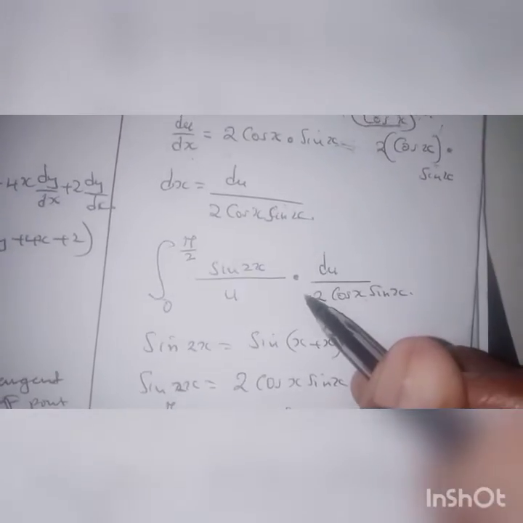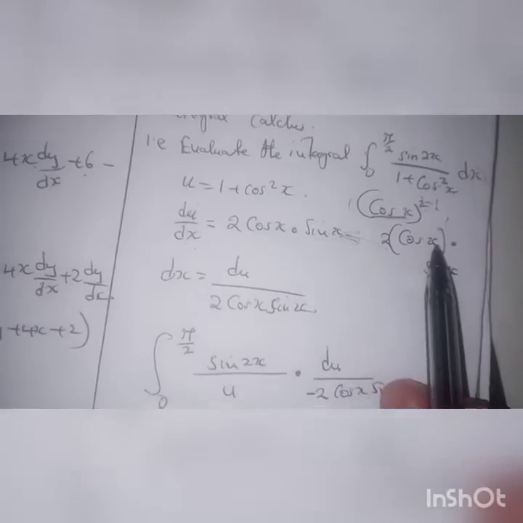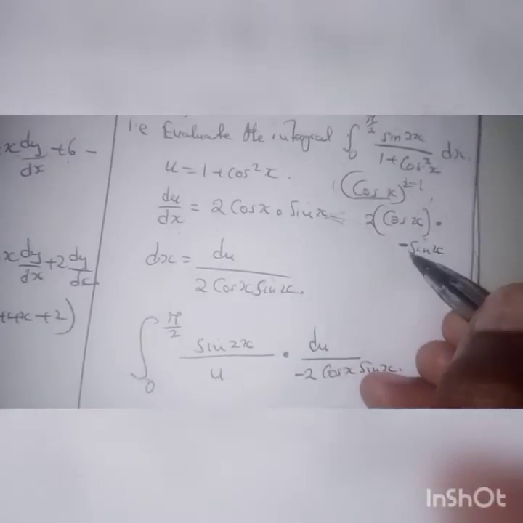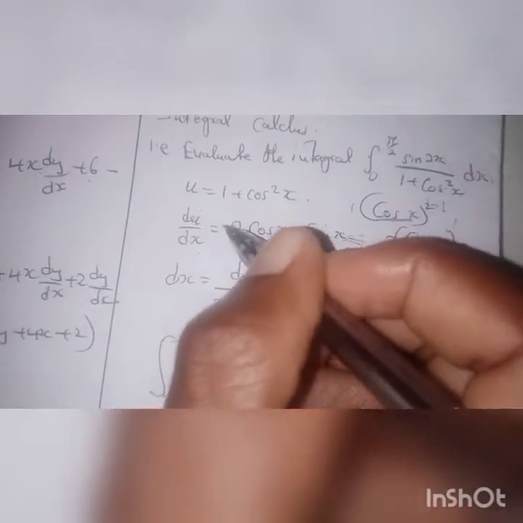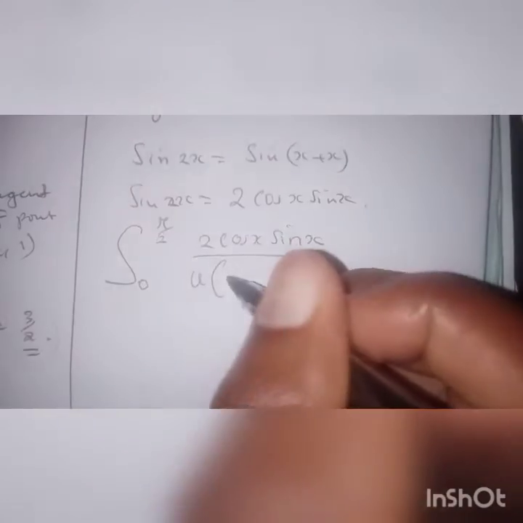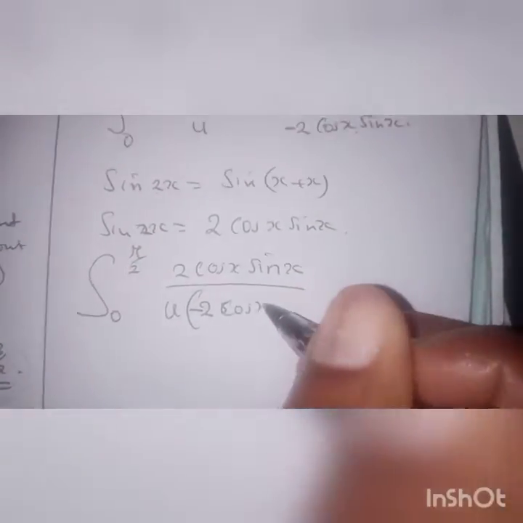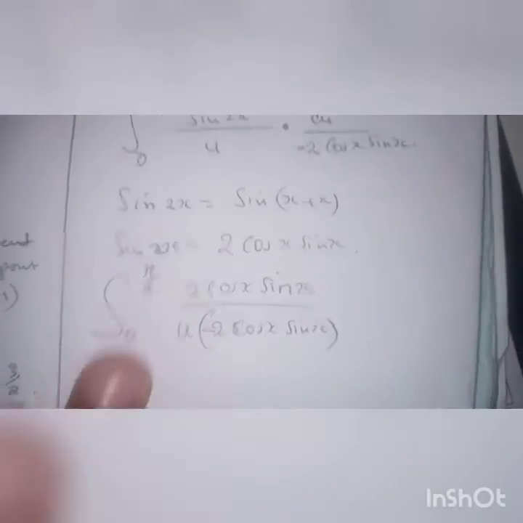By the way, this one has to be negative. It is negative because the derivative of cos x now, the inner function has to be minus sine x. So this has to be negative. So it will be u of minus 2 cos x sine x.